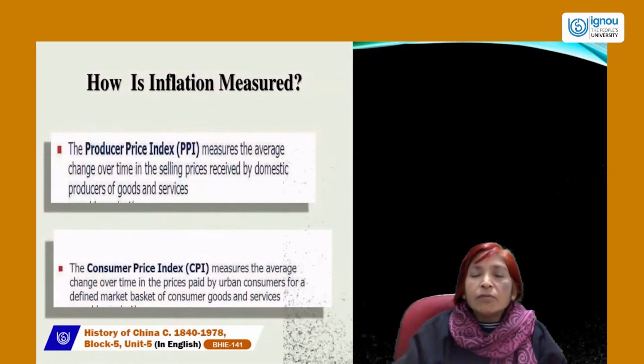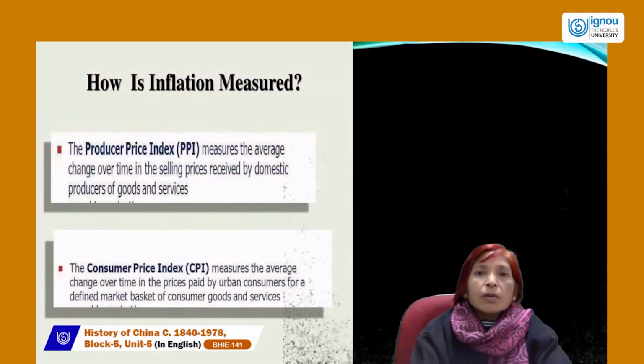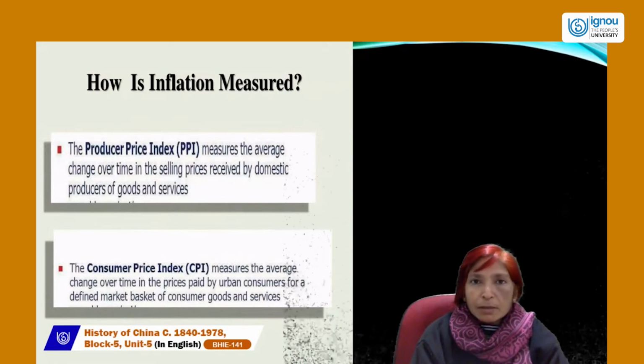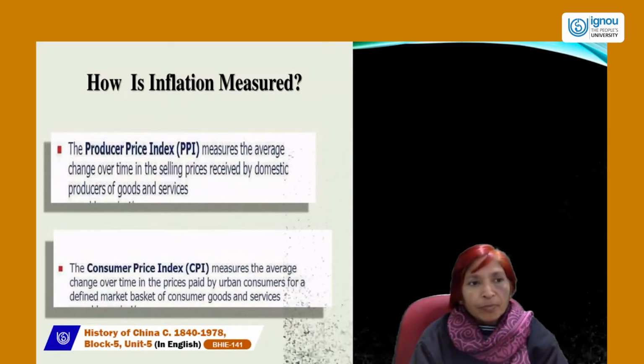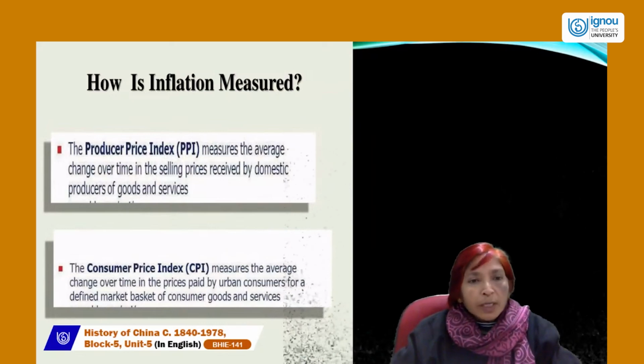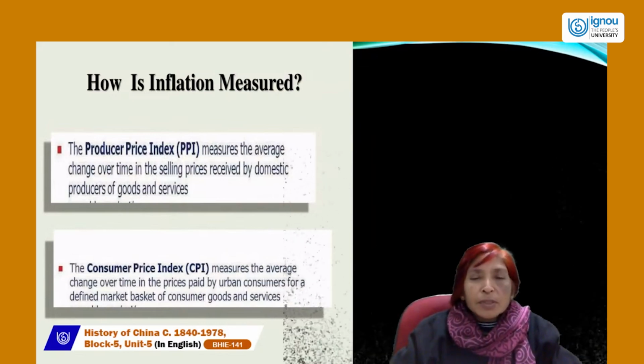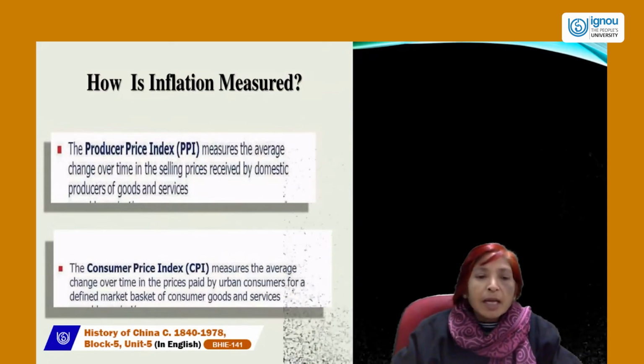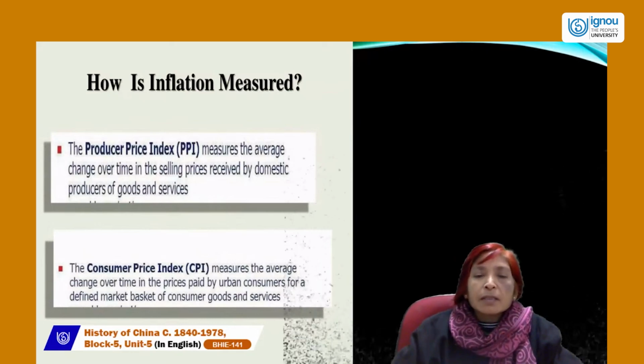So, these are the main causes of inflation. Now, how is inflation measured? How can we measure inflation? Inflation can be measured mainly by two indexes, like producer price index and consumer price index.